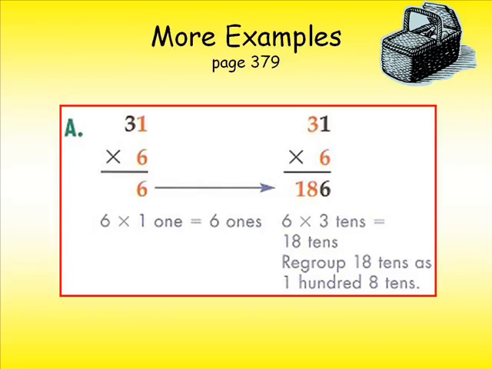Here is another example. It's 6 times 31, and 6 times 1 equals 6 ones. 6 times 3 tens equals 18 tens, and once we regroup, we'll see that 18 tens as 1 hundred 8 tens, giving us a total or an answer for the problem of 186.